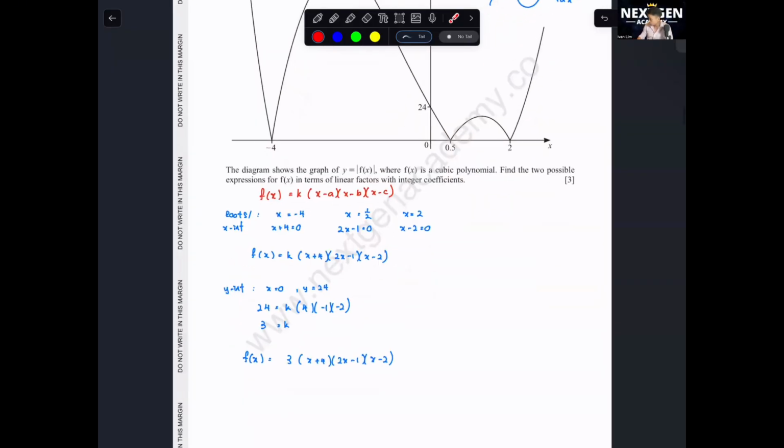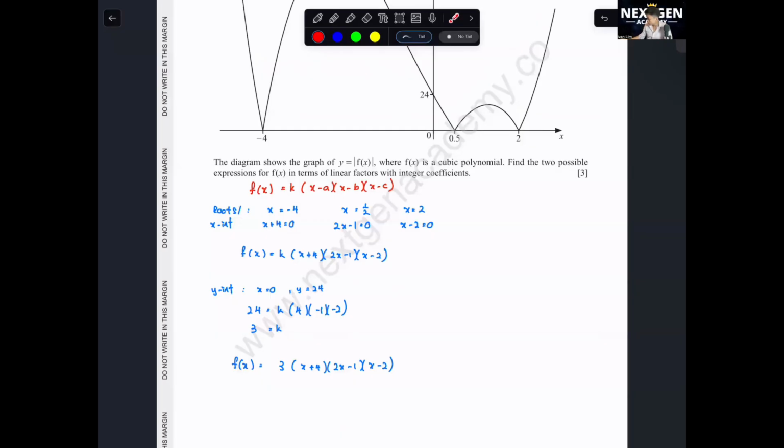So we need to put both, plus, minus. Okay, like this. Plus, minus. This is your final answer. Okay, so f(x) equals plus minus 3(x + 4)(2x - 1)(x - 2).